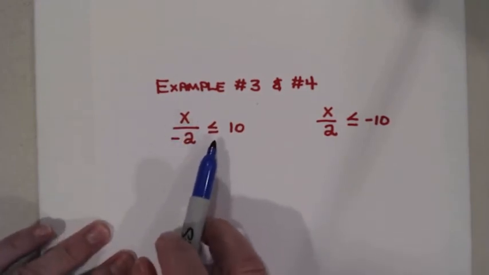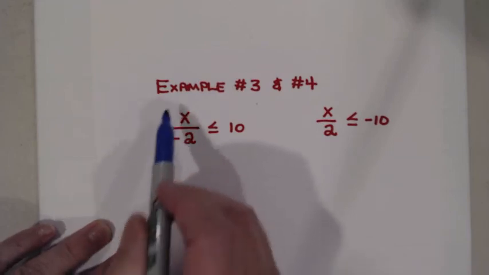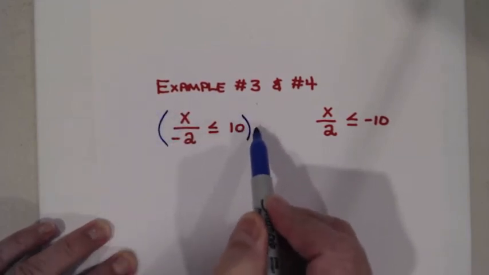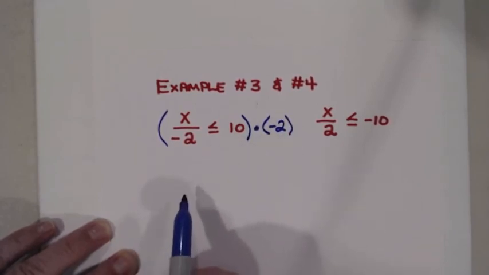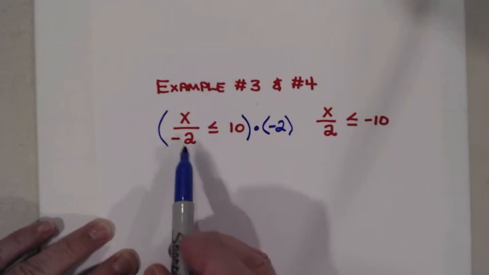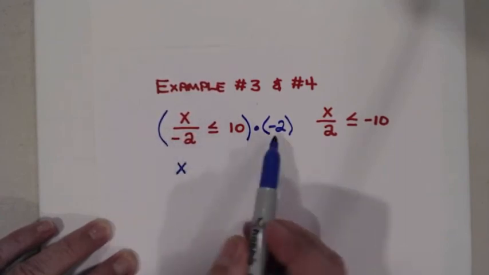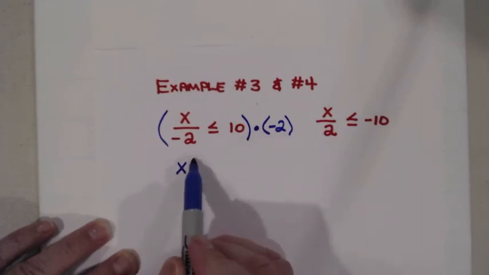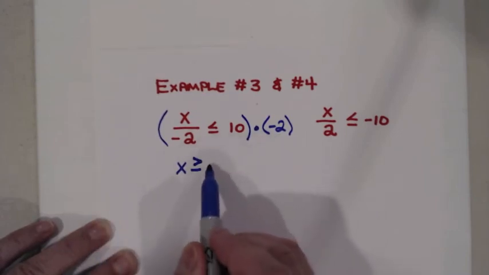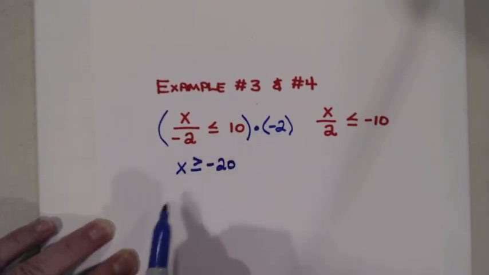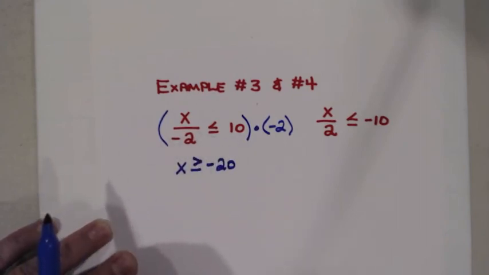To solve this inequality is like an equation. I do the opposite. The opposite of dividing by -2 is multiplying by -2. I'm going to multiply both sides by -2. It's going to cancel this -2 out down here. I'm left with x. Look, I'm multiplying both sides by -2. It's going to cause that inequality symbol to switch around. 10 times -2 is -20. This is a situation where the inequality symbol would switch around.